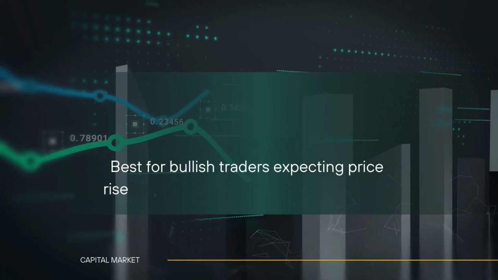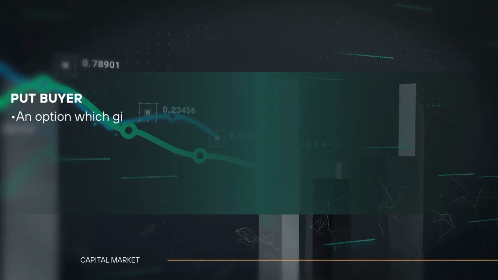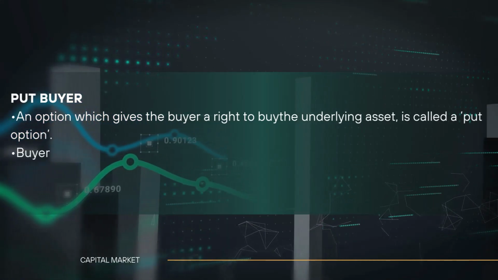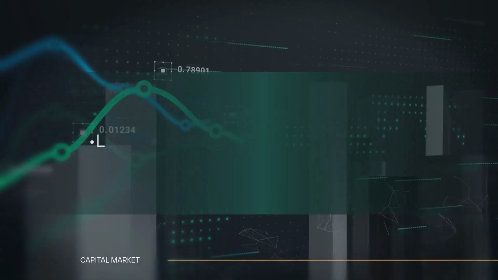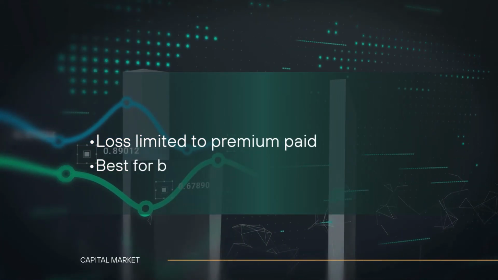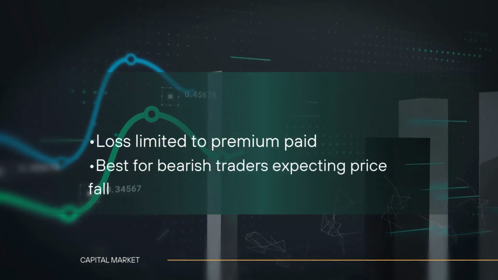On the other hand, a put option gives the buyer the right to sell the underlying asset at the strike price. A put buyer benefits when the market price falls below the strike price. Here again, the maximum loss is only the premium paid, but put options are best suited for traders who are bearish, expecting the price to decline.